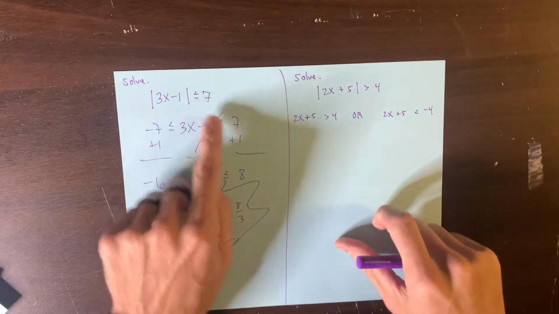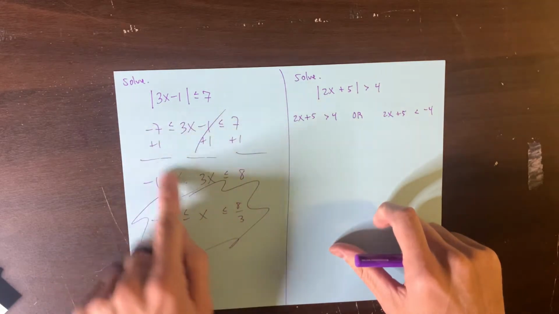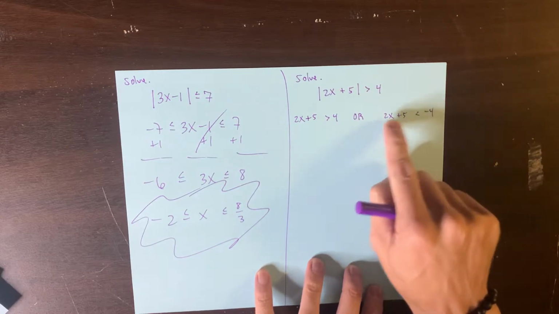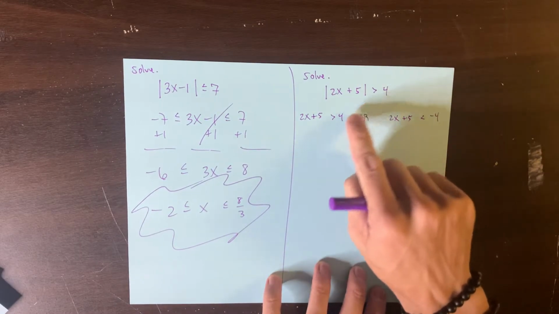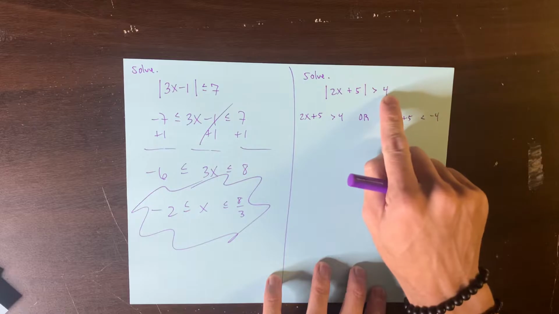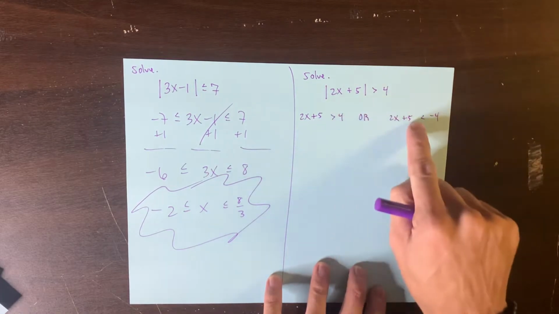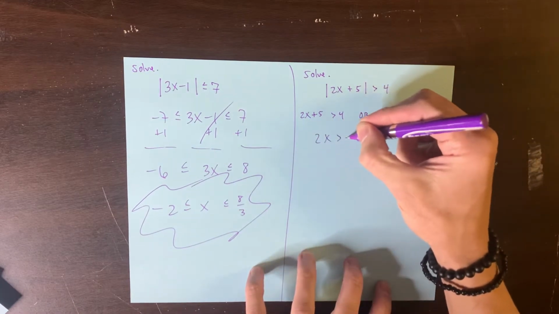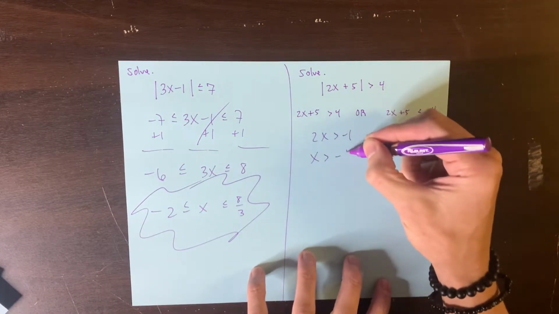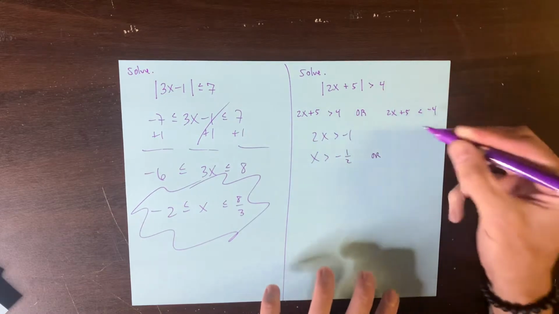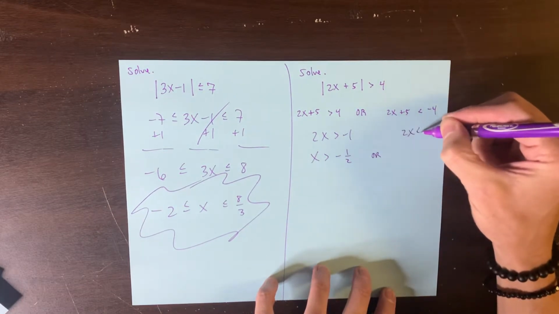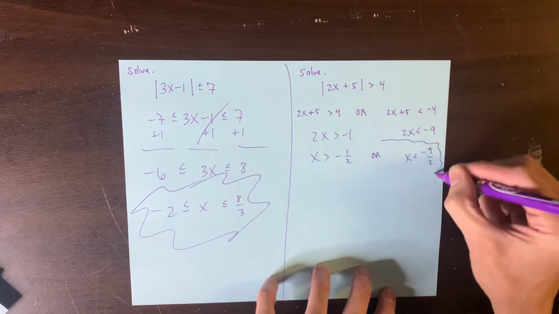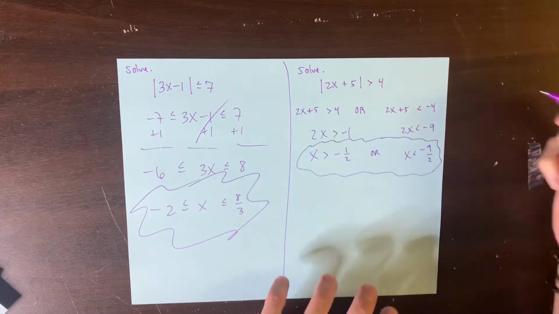When it's like that, you have one large piece. When it's like this, you have two pieces with an or in between, where you keep it the same in one setup, and switch in the other setup. Solve, and you're done. So let's see. Subtract 5 from 4. Divide by 2. Or subtract 5, like that, divided by 2. So here we are. This is the answer to that absolute value inequality.